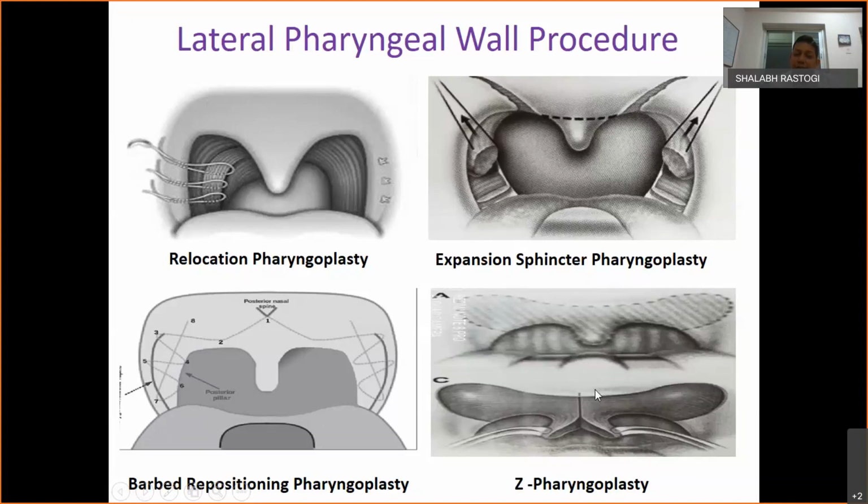The fourth is the zeta pharyngoplasty. It is prescribed for either a concentric collapse or a patient with a failed UPPP. So in this procedure, you take out the muscles and mucosa of the soft palate, open it like a book, and then stitch the uvula over this.